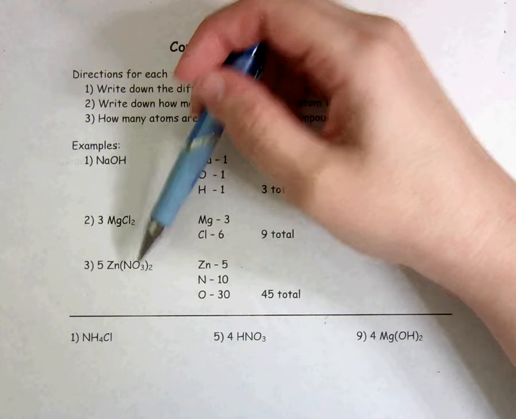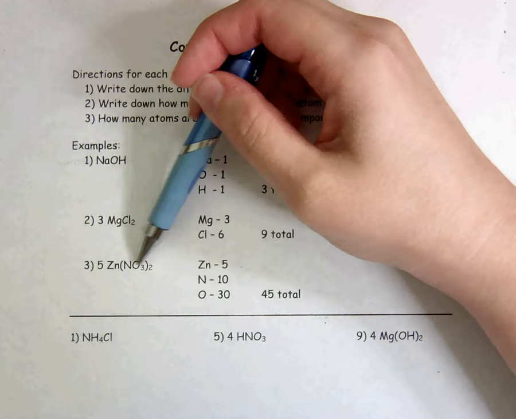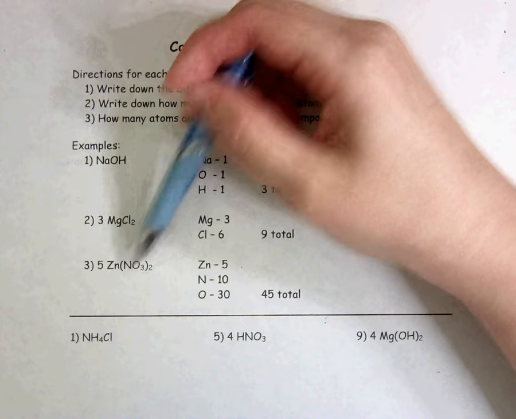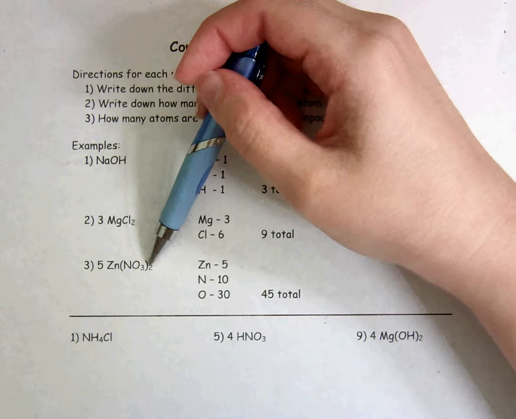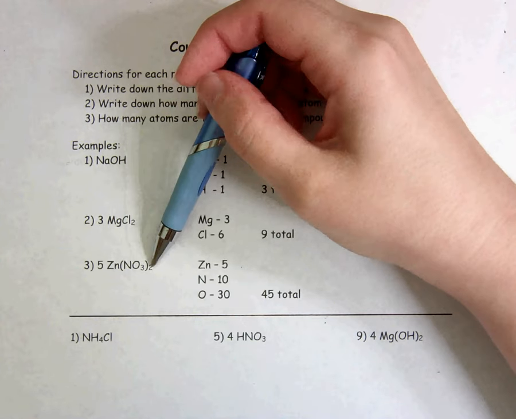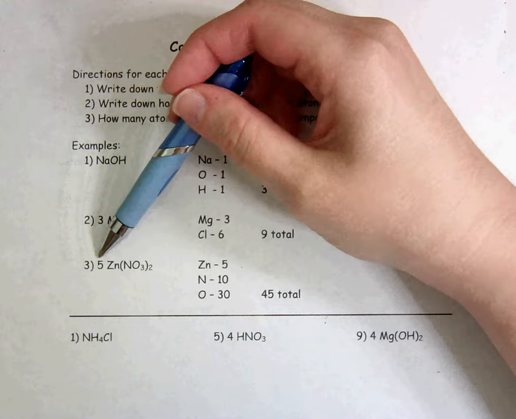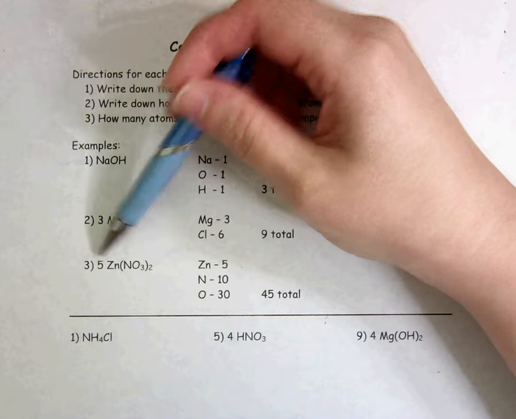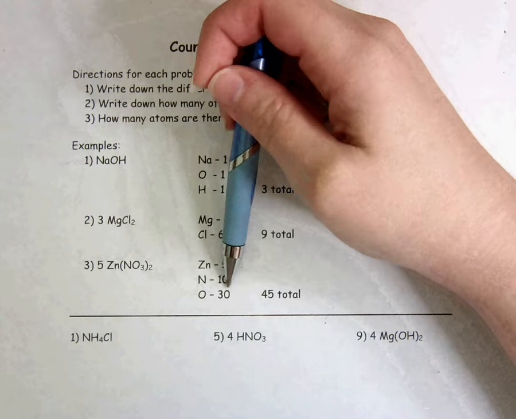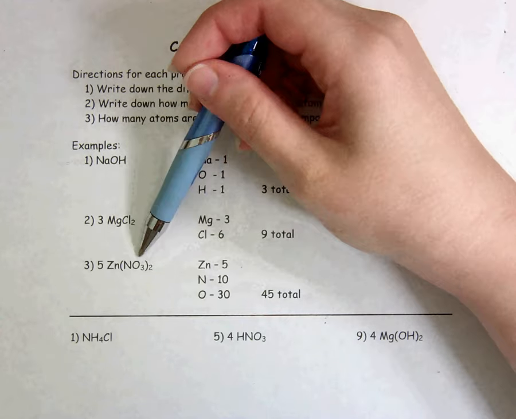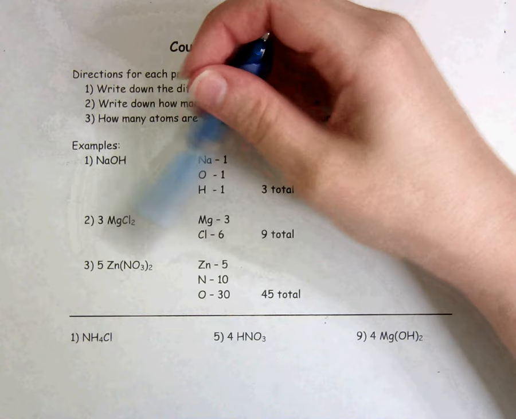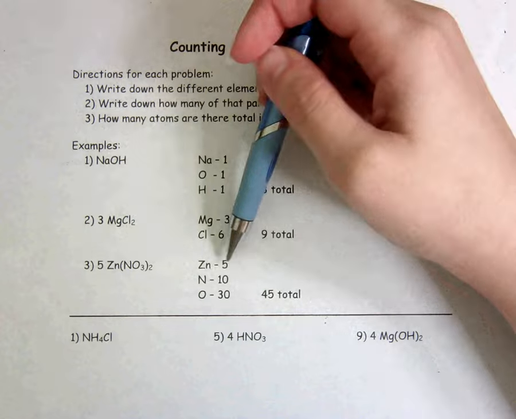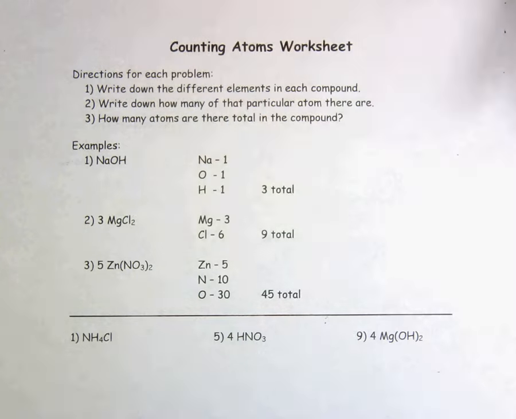O, oxygen, does have its own subscript. So I start off with 3 oxygens. Then it's in parentheses, so I have to multiply that 3 times 2. Now I have 6. 3 times 2. It also has a coefficient in front, again, just like all the other ones in here, and I multiply that 6 times 5 to get my total of 30 oxygens for this. So 3 times 2 is 6, times 5 is 30. I add them all up. 5 plus 10 plus 30 is a total of 45.